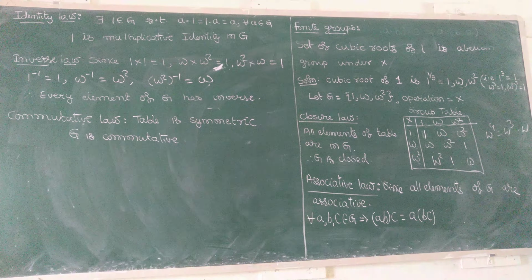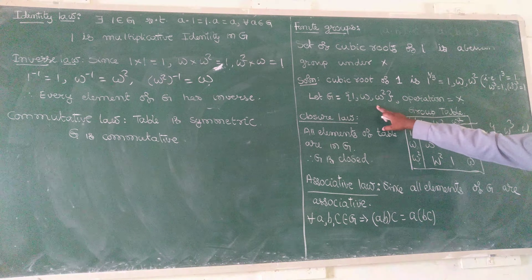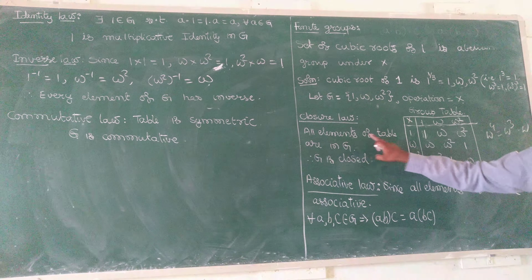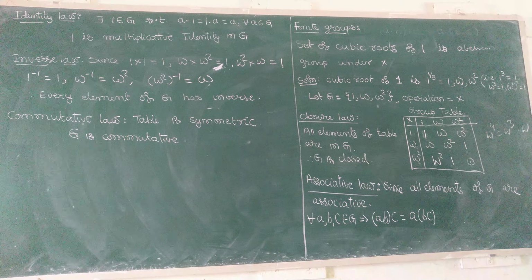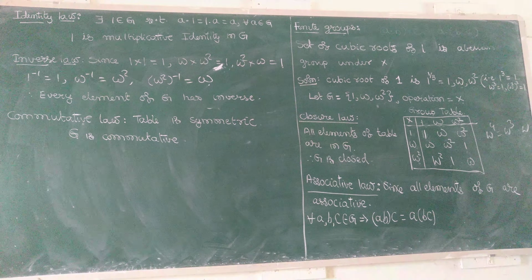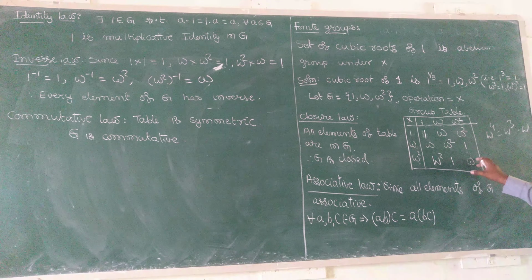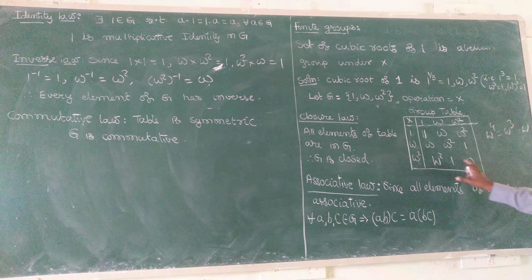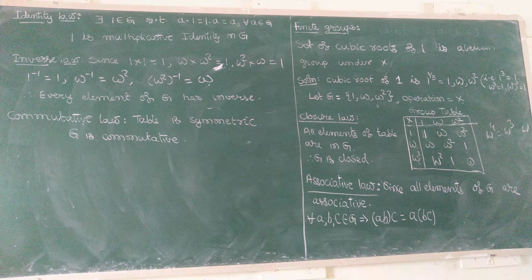After completing these entries, come to the closure law. Just examine the table. These are the entries. These are all in G, is it? So write, all elements of the table are in G, hence G is closed. That's closure. According to the table, these are all in G, hence G is closed.